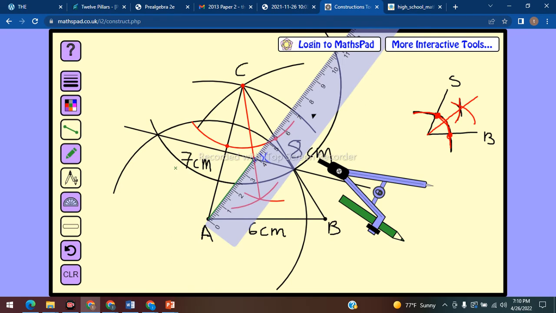Not 4. So 3.9, like before, right? 3.9 centimeters. If you got 4, that's fine. But not 4.5 now. 4.5 is way off. Way, way off.